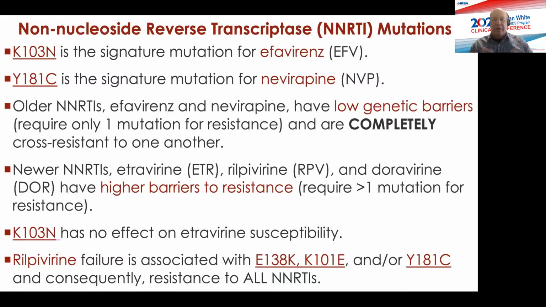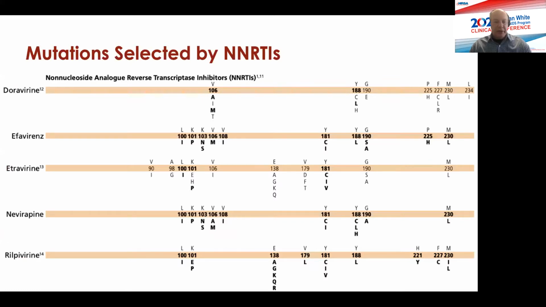So that's low genetic barrier, as opposed to, say, protease inhibitors, where multiple hits are needed, or the newer NNRTIs, etravirine, rilpivirine, doravirine, where you have to have more than one resistance mutation. And interestingly, with K103N, etravirine can still work, and to some degree, so can doravirine. And here you can see the drugs. Again, they all have some prime mutation, but you notice that for rilpivirine, etravirine, and doravirine, there are fewer resistance mutations that you have to worry about.